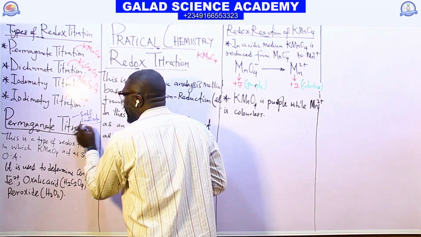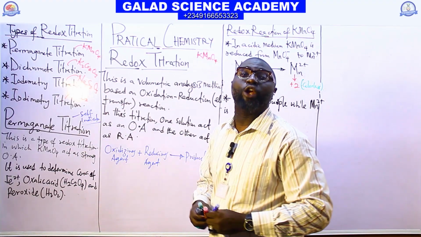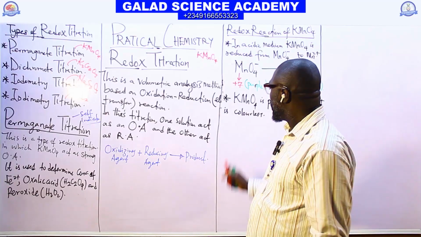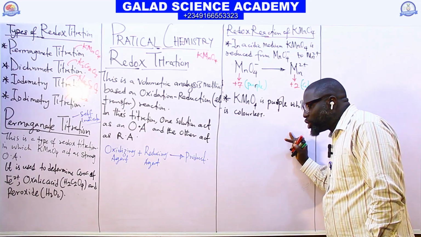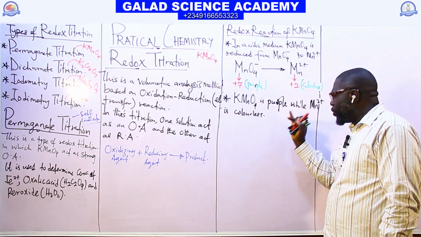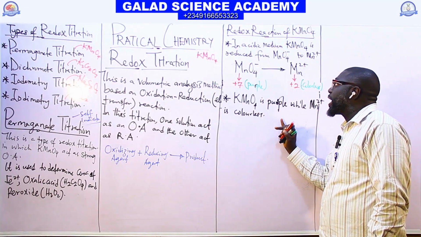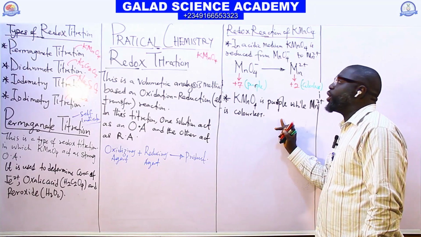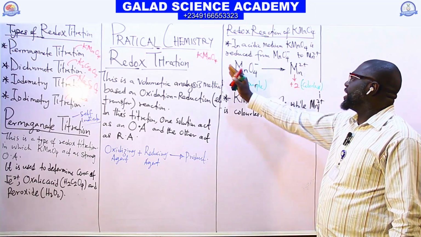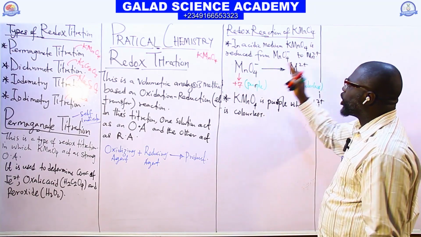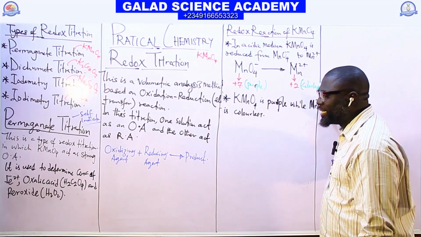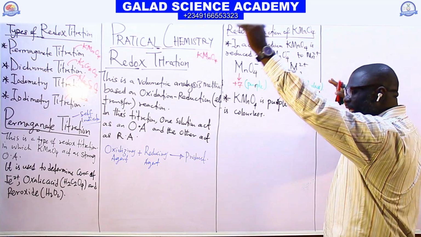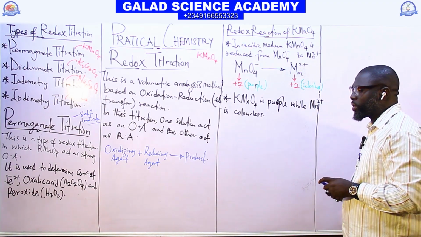Self-indicator, because the KMnO4 is colored itself. So that's what happened here. So the chemical nature for KMnO4 titration is this: this is a redox reaction, and the color change is from purple to colorless.